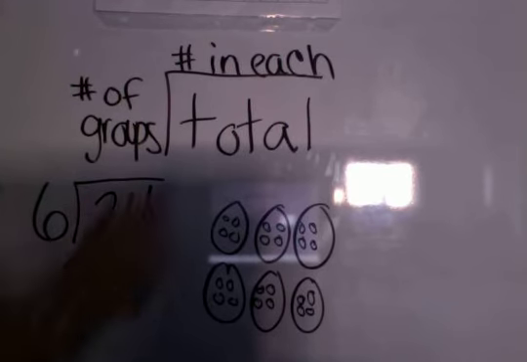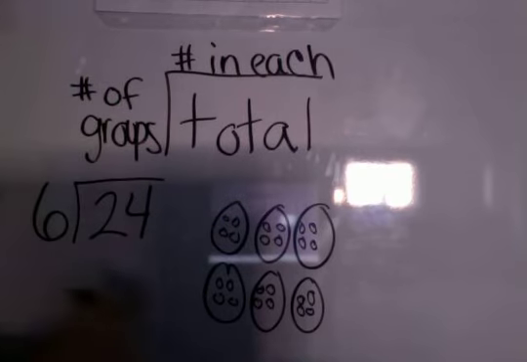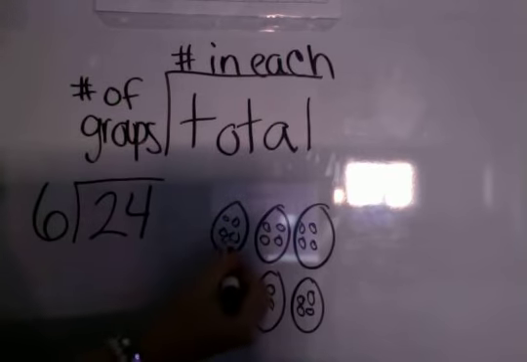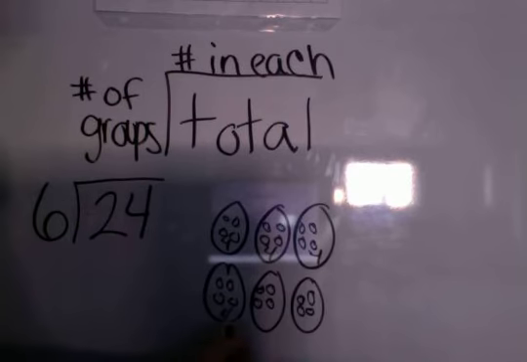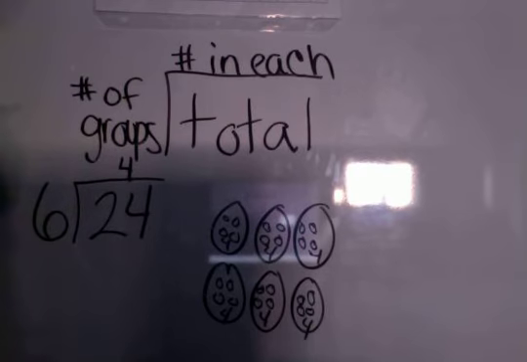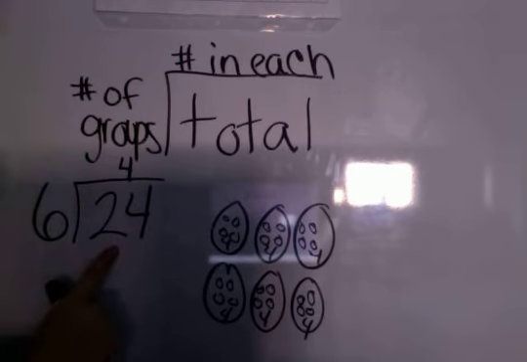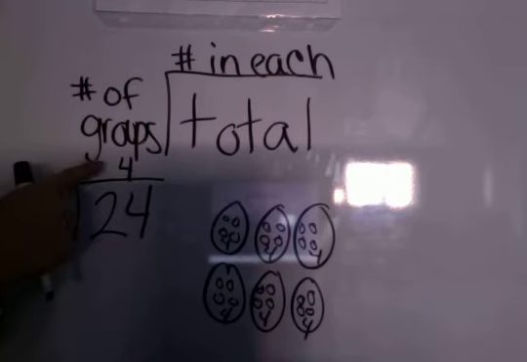So now our quotient is the number in each. So I've got 4 in each of the 6 groups. So what is your quotient? 4. Very good. So we write that right above it. So now let's read it. 24 divided by 6 equals 4.